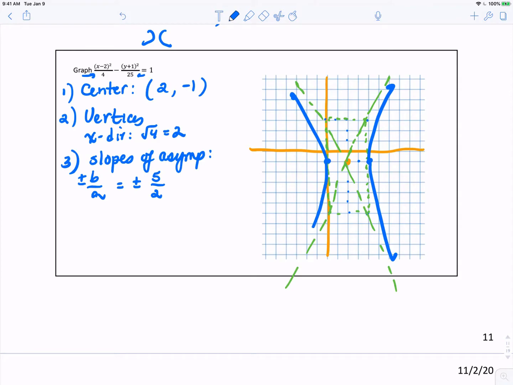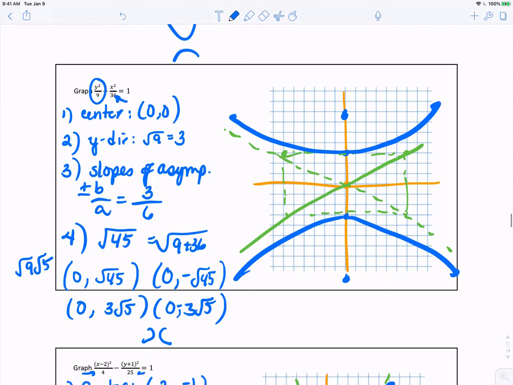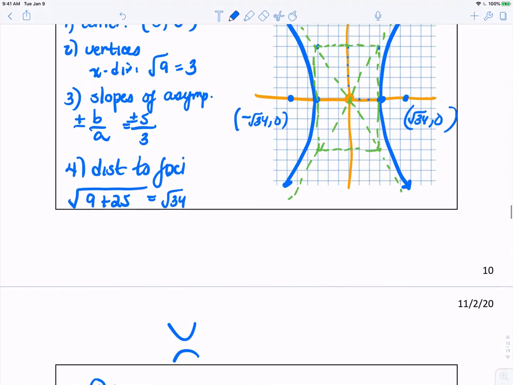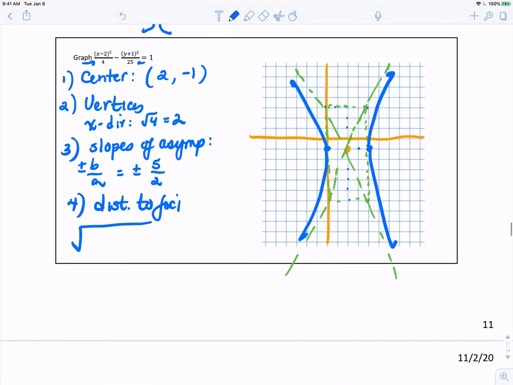Okay. So why don't you see if you can find the coordinates of the foci? Just as a reminder, the distance to the foci is the square root of, and let's look at our notes from before, and our example from the last time, the distance to the foci is the square root of the sum of the denominators. So 25 plus 4, the square root. All right, why don't you see if you can then find the coordinates of the foci?